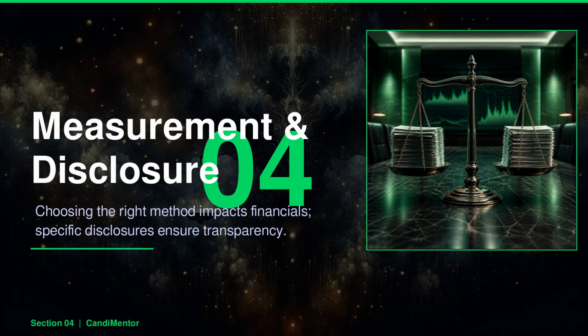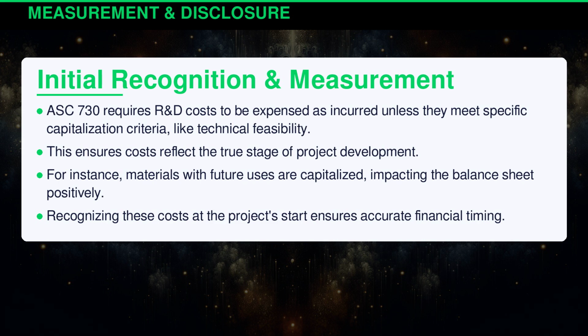The measurement method you choose directly impacts your balance sheet. A wrong choice can overstate assets by millions. ASC 730 guides how R&D expenses should be recorded and disclosed, ensuring stakeholders grasp the full picture of a company's innovation investment. ASC 730 requires R&D costs to be expensed as incurred unless they meet specific capitalization criteria, like technical feasibility. This ensures costs reflect the true stage of project development.